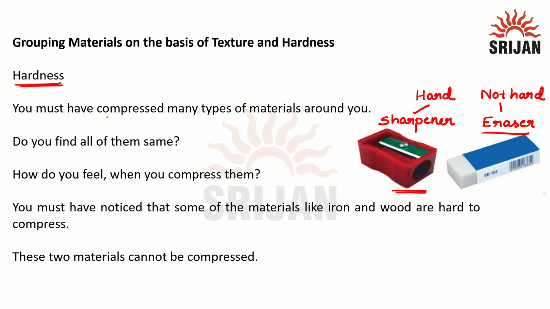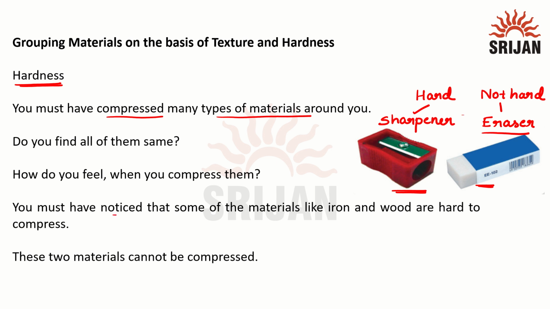You must have compressed many types of materials around you, for example, eraser, cotton, then we have sponge, etc. A sponge might look very big, but you will be able to hold it in your palm very easily. You can contain it in a very small container. So you find so many objects, and when you compress them, how does it feel? Some will get easily compressed into a small container, whereas others cannot.